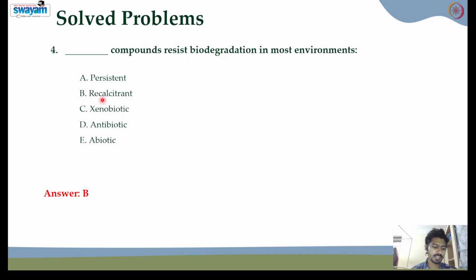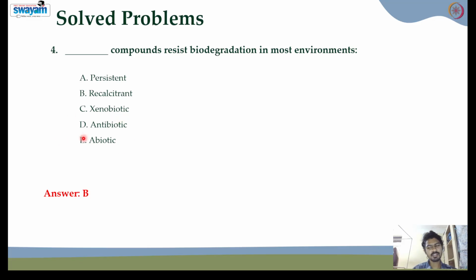Whereas xenobiotic is nothing but a foreign compound or mainly man-made pollutant that is introduced to the ecosystem. So they do not necessarily resist biodegradation. Some xenobiotics are recalcitrant, but not all compounds are both recalcitrant and xenobiotic. An antibiotic, as you said, it is correct, normally kills or inhibits the growth of bacteria. So they do not resist biodegradation.